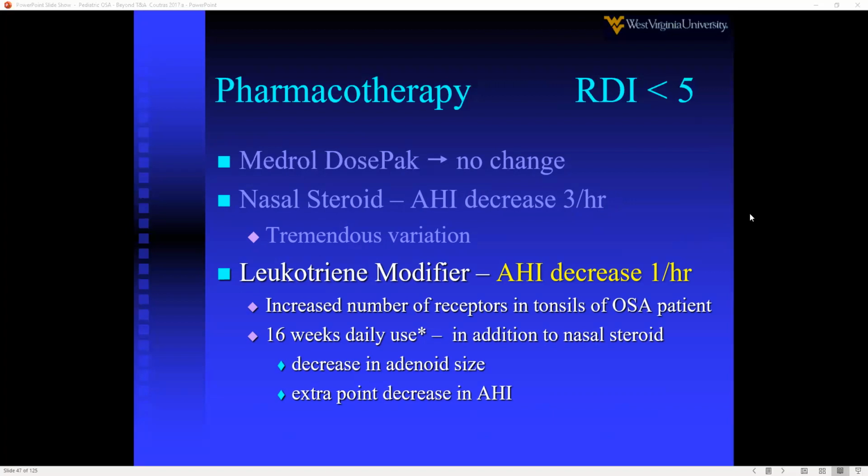And if parents say that the kids are resistant, I say wait until they're in a deep sleep and then just go ahead and put it into their nose. It's at least something. And some studies have shown a decrease in adenoid size, really no decrease in tonsil size that I've read about or seen.